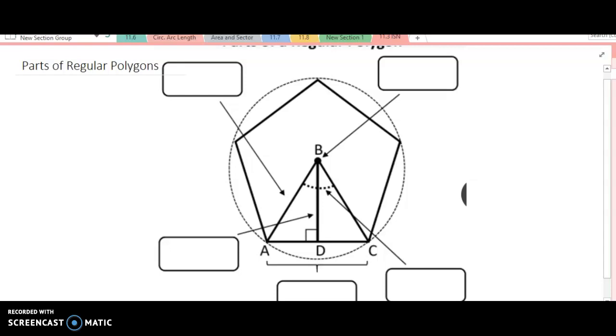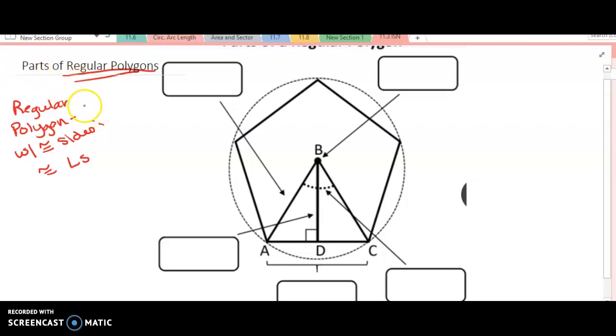All right, guys, so this is section 11.3 foldable, and in section 11.3, we're talking about regular polygons. We have had this word before, but we're just going to review it. So a regular polygon, make sure you know the definition, is a polygon with congruent sides and all congruent angles. So all the sides are the same and all the angles are the same.